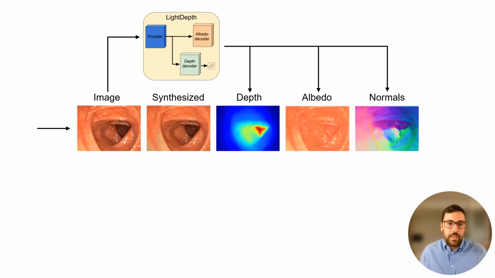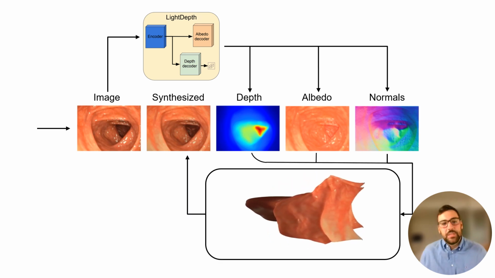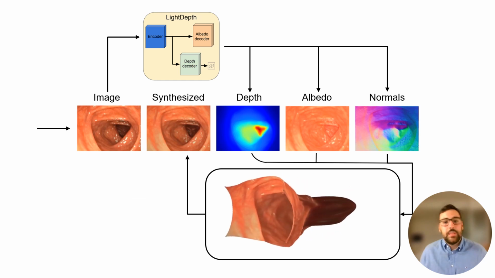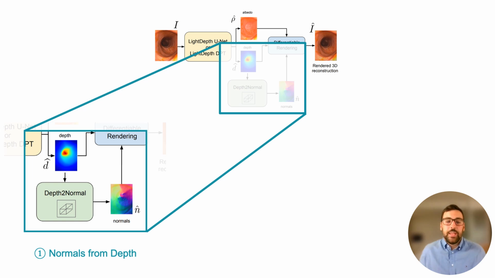Our goal here is to obtain a complete reconstruction including depth, albedo, and normals. From this reconstruction, we render an image and minimize the difference with the input image. There are three key ideas in this paper. Firstly, you don't need to estimate normals and depth independently. Both are related.